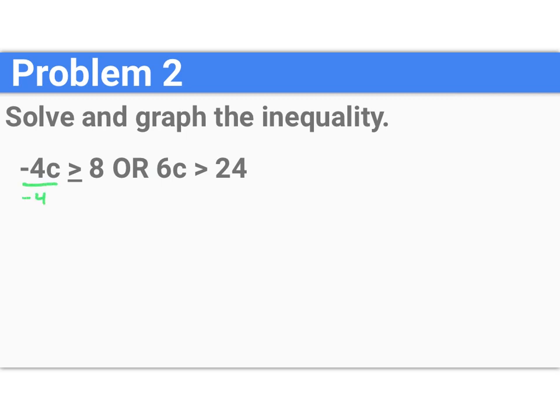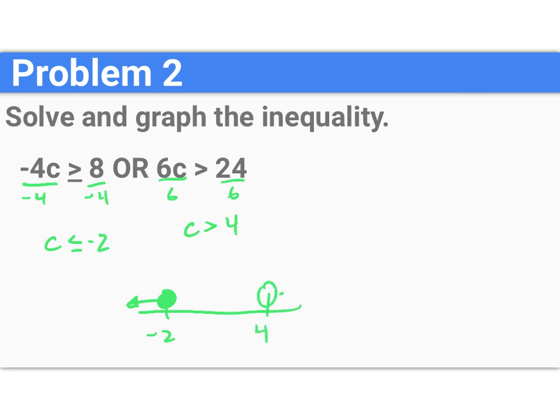Divide both sides by negative 4. C is less than or equal to negative 2. Divide both sides by 6. C is greater than 4. Negative 2, closed circle. And then 4, open circle. And everything to the right.